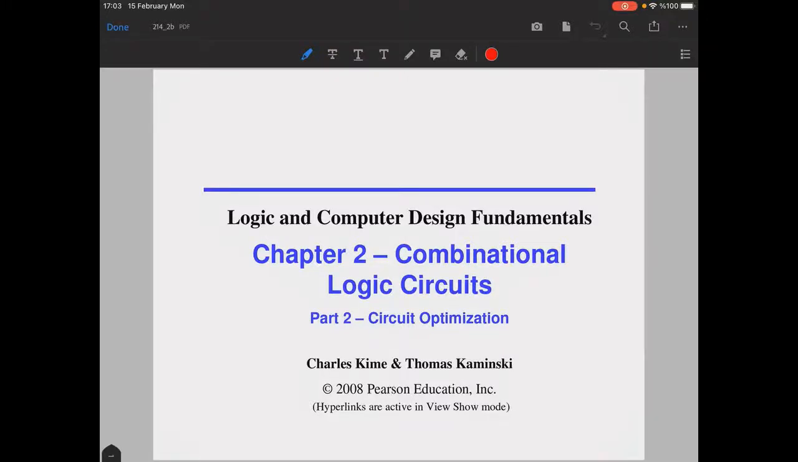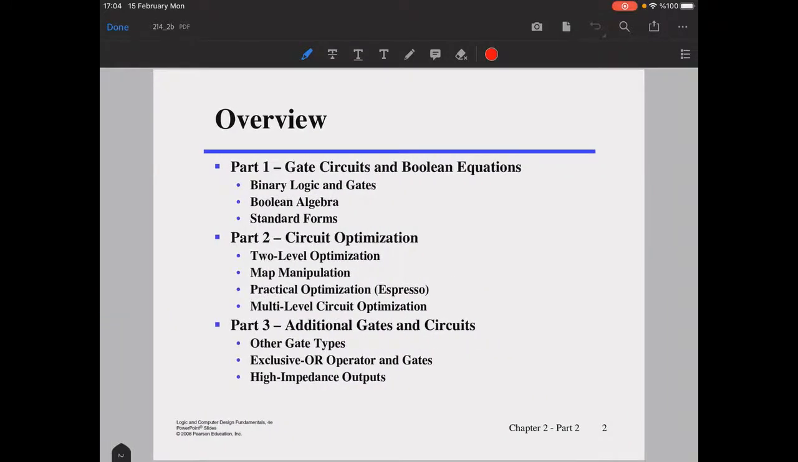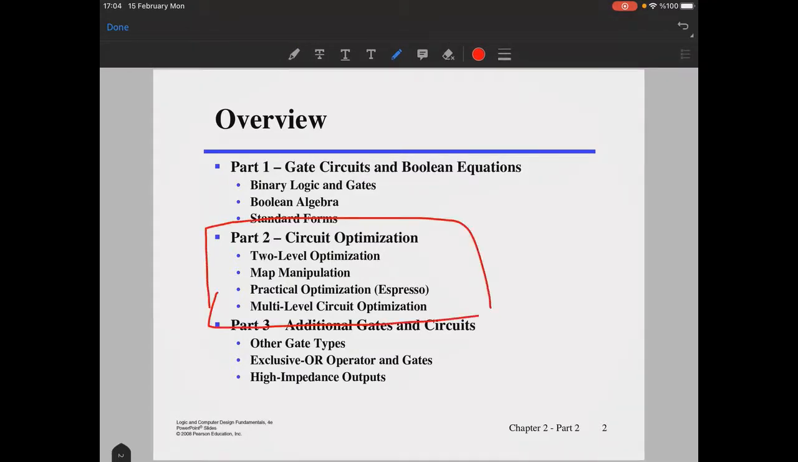In this session, we're going to discuss combinational logic circuits, and this part will be dealing with the circuit optimization part. So, in this session, this part will be covered. We will take a look at the two-level optimization, map manipulation methods. We will skip this. I will briefly explain, and then we will move forward to multi-level circuit optimization.